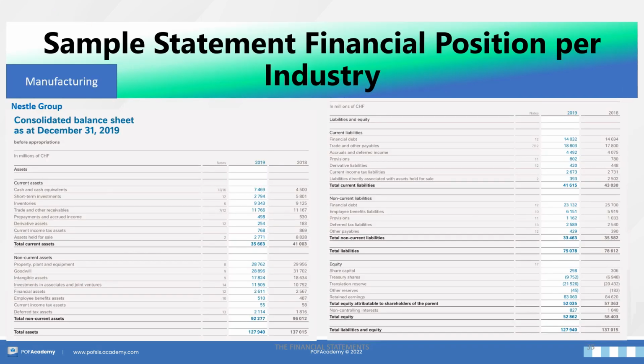So I have here a sample of the statement of financial position from the manufacturing industry. If you check the sample, it was the same as our illustration earlier, wherein the assets are classified into current and non-current, as well as liabilities. It was also the same, the assets are balanced or tally with liabilities and equity.